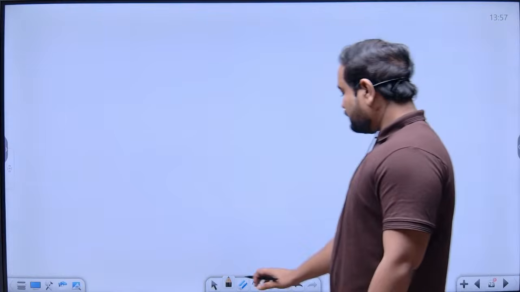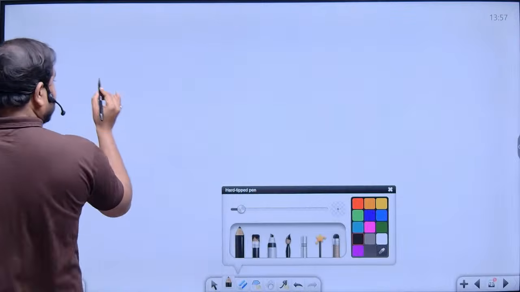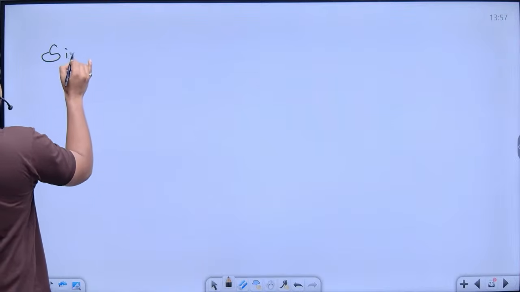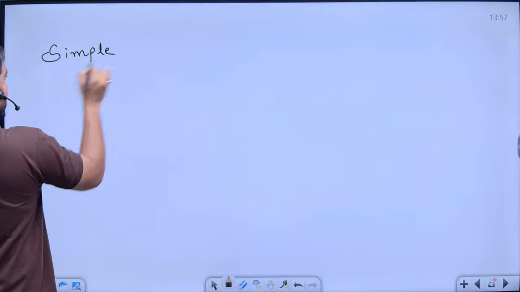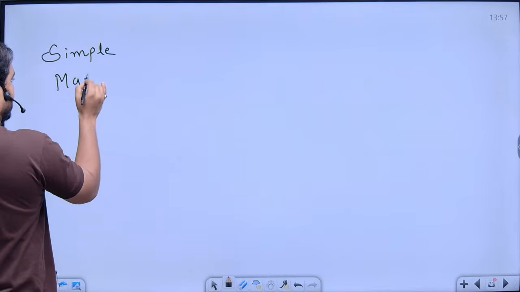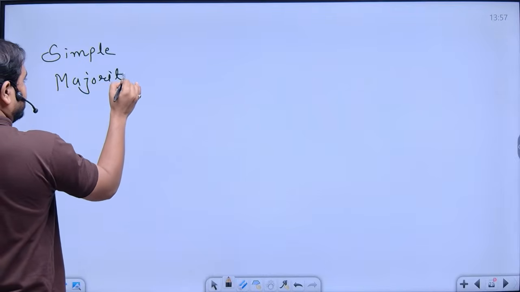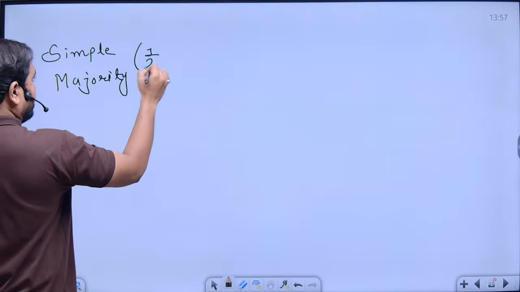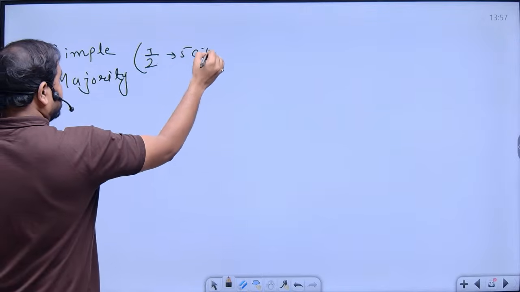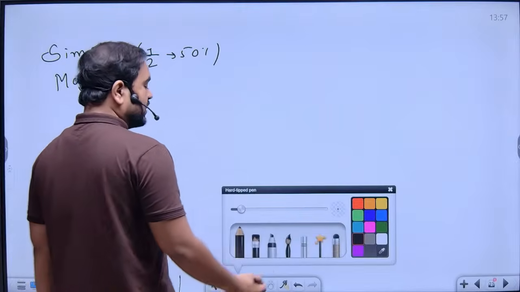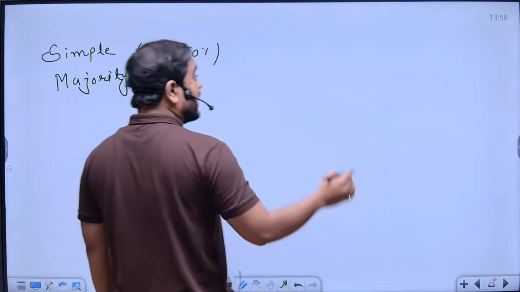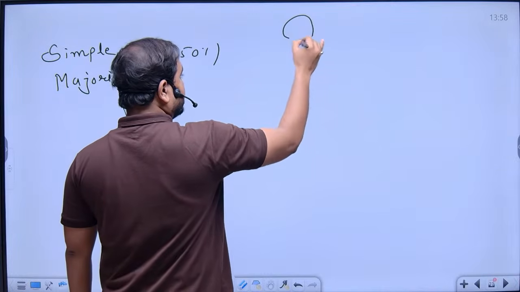Okay, see, you have to understand some majorities. First is simple majority. To understand, you can think that simple majority is actually 1/2, or you can say 50%, of the total membership of the house. Actually, it is 50% of the total members present and voting in that particular house.